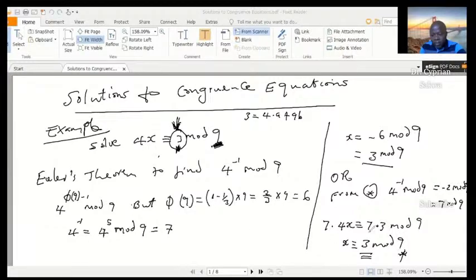And so after finding the inverse of 4 to be 7, you proceed like this. You take this inverse multiplied by 4x, congruent to the inverse times 3 mod 9. You proceed and find your answer to be 3. Okay, I want us to look at another example.